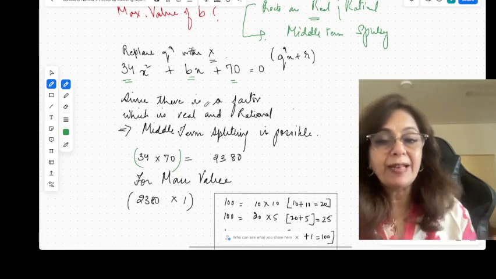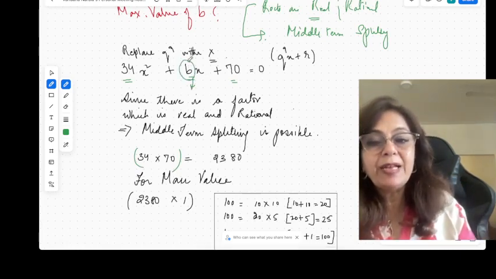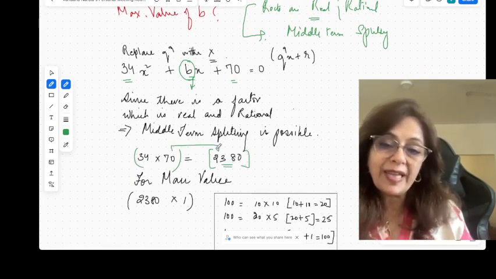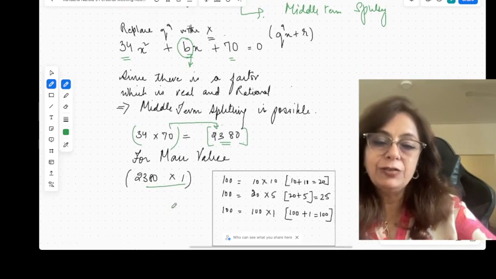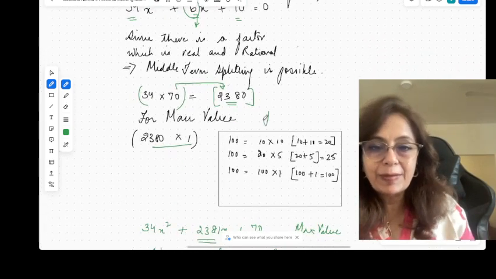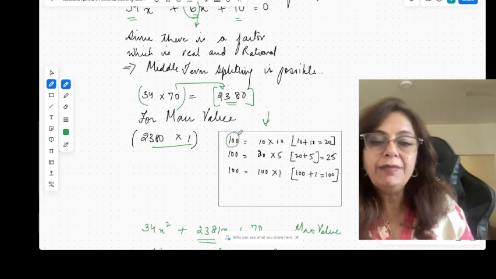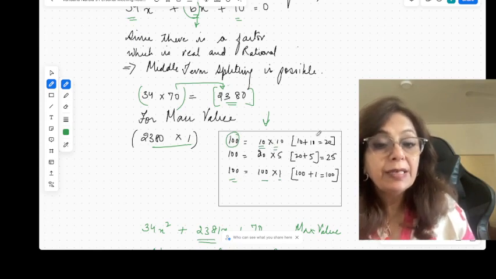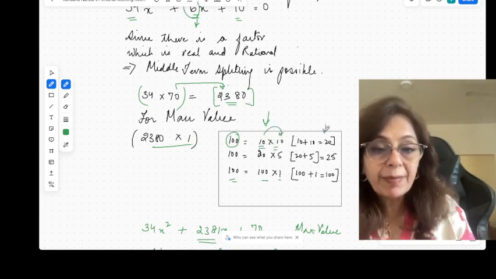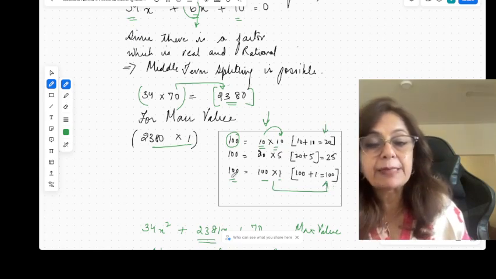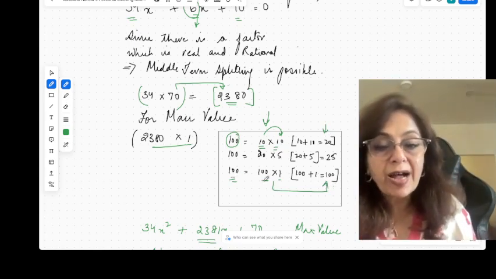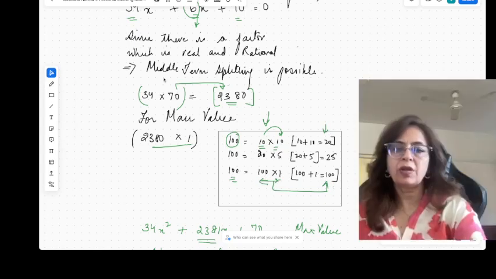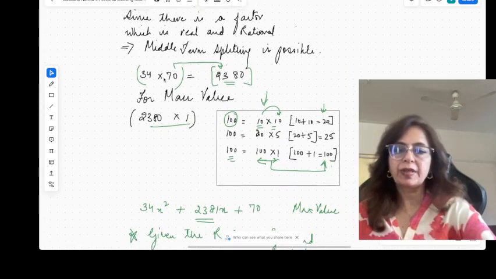For a maximum value of b, the middle term splitting is possible by multiplying the total product of a and c with 1. And you just quickly take a look at this brief example over here. For 100, it's 10 into 10. Also, 100 is equal to 100 into 1. The addition of these two is minimum and the addition of these two is maximum for getting the product as 100. So the farther they are from each other, the more is their sum total over here.